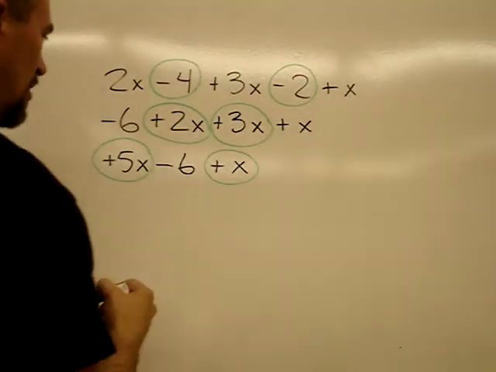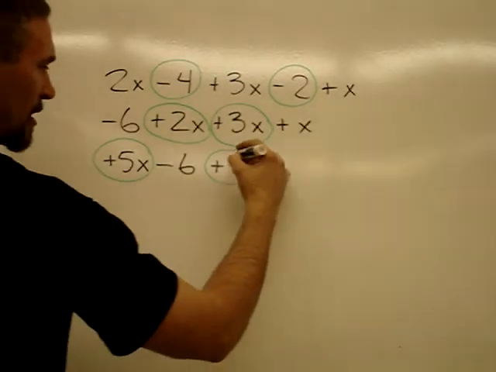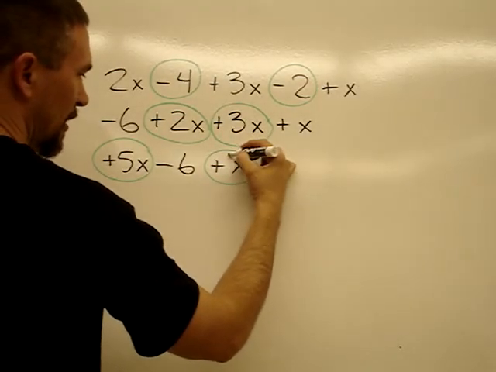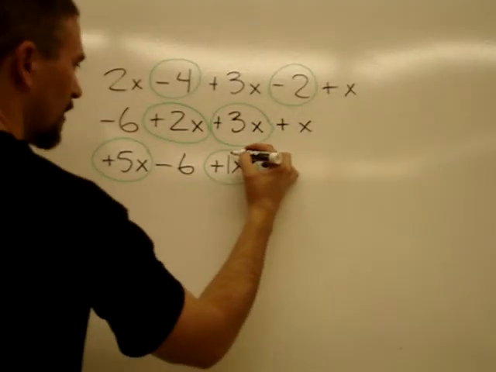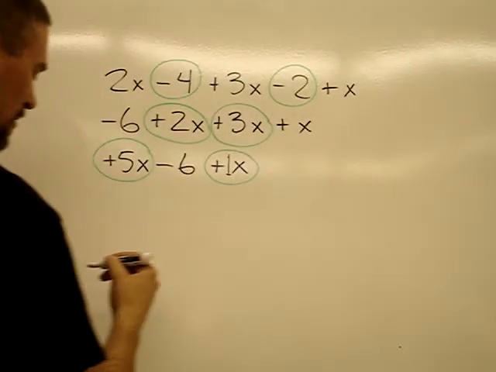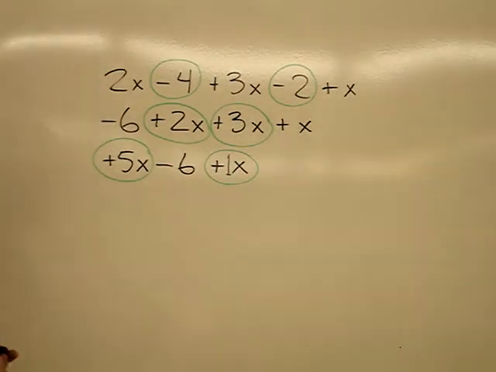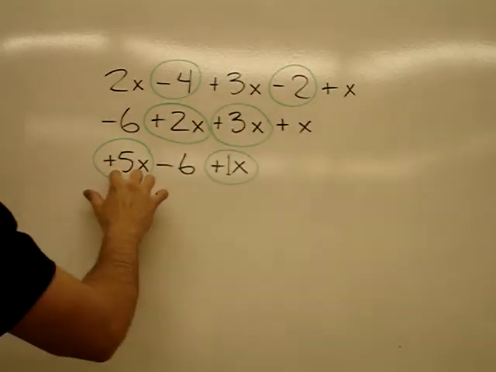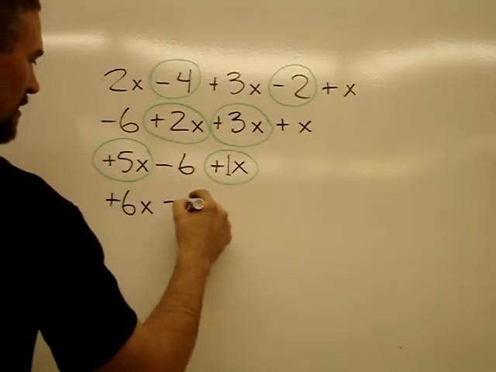So now these are going to go together because they both have x. And if this confuses you in any way because there's not a number here, you have to know that there's an understood 1 there. And we can just get away with not writing it because 1 times x is just x. So it's an understood 1. But +5, +1, we get +6x minus 6.